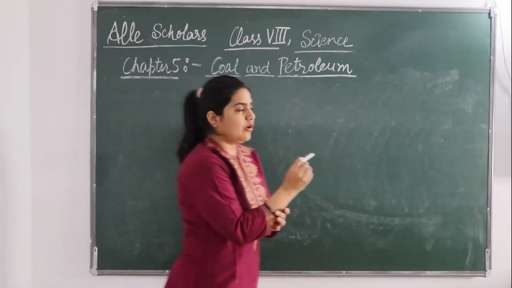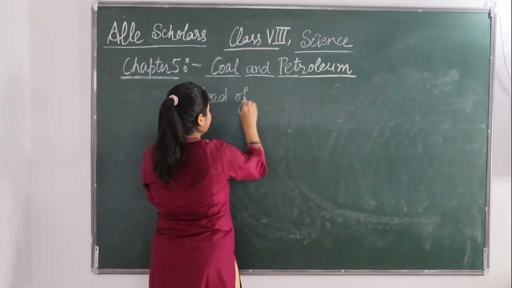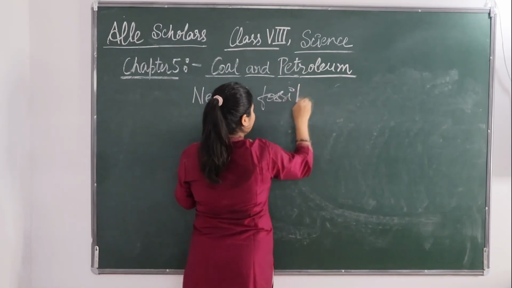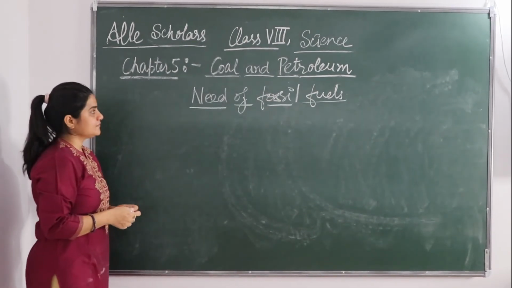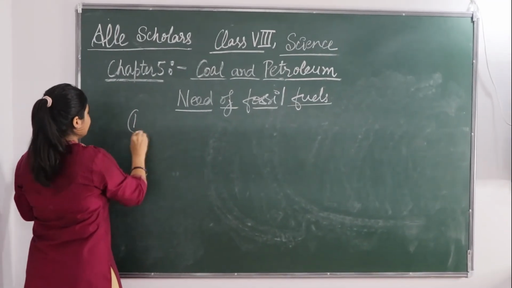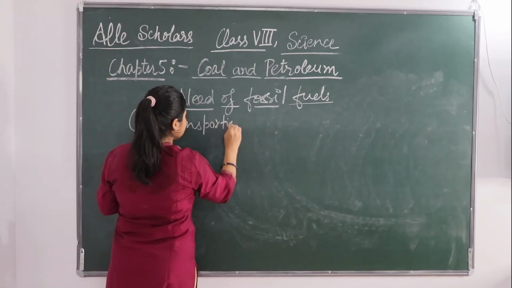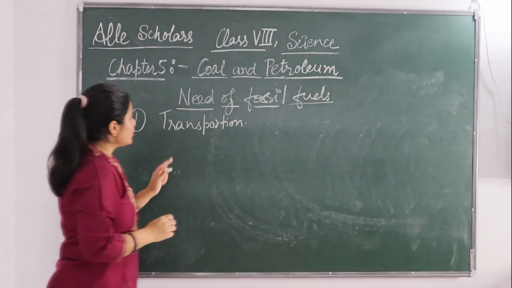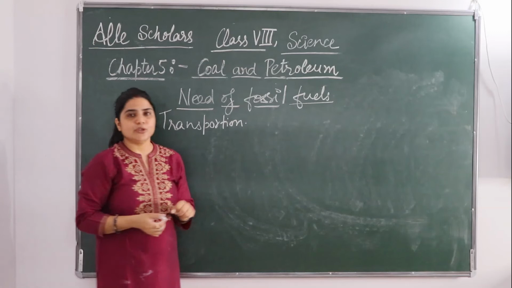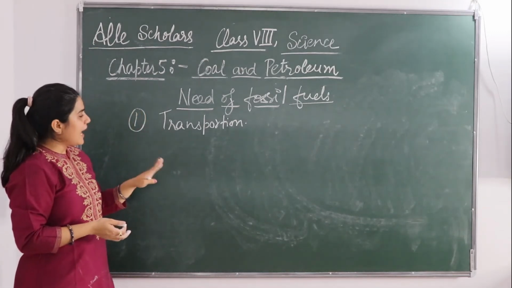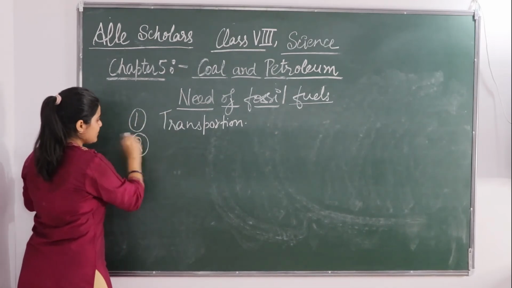Next we will see the need of fossil fuels. So first is transportation. We have seen how this energy is being used in transportation. Fuels are used to run different vehicles such as cars, trucks, motorcycles, trains, aeroplanes. Everybody needs fuel. So first, fuel is needed for transportation.